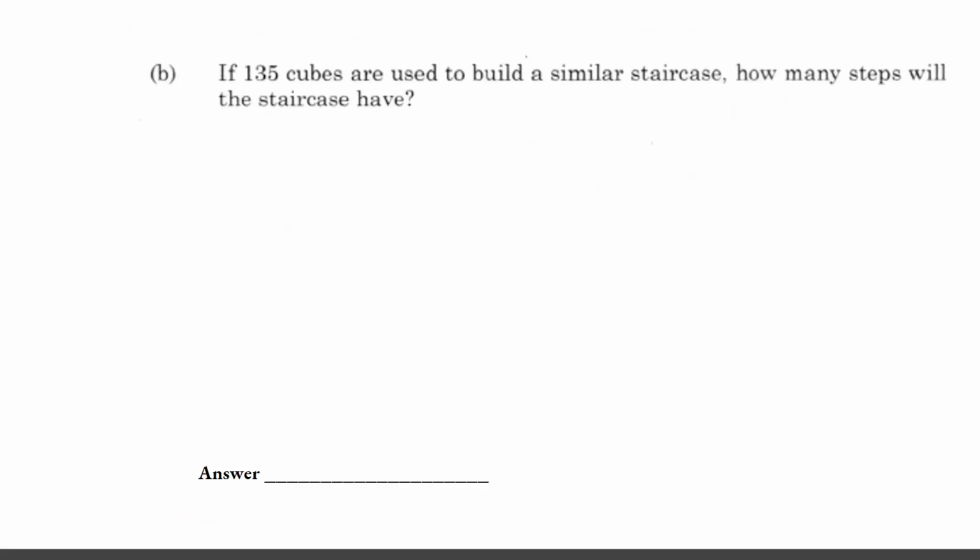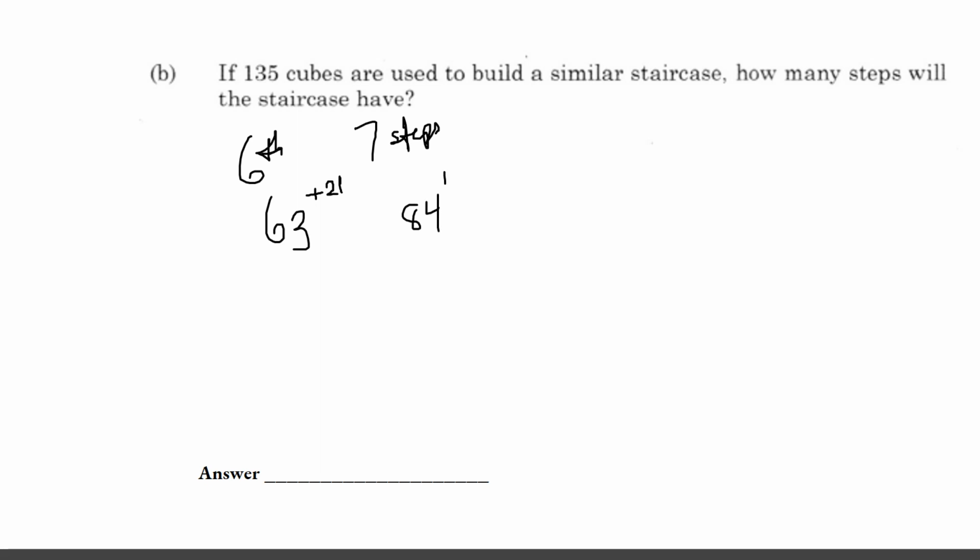Part B of this question says, if 135 cubes are used to build a similar staircase, how many steps will the staircase have? Now we need to continue this pattern. For the sixth step we used 63. For 7 steps, how many cubes are we going to use? The last number we added was 18. So 18 plus 3 is 21. We add 21 to 63, and we get 84.